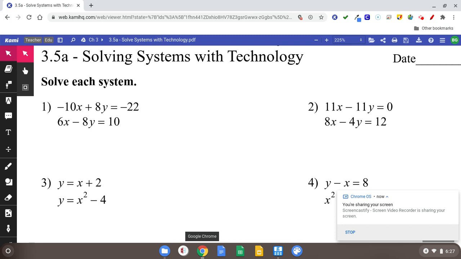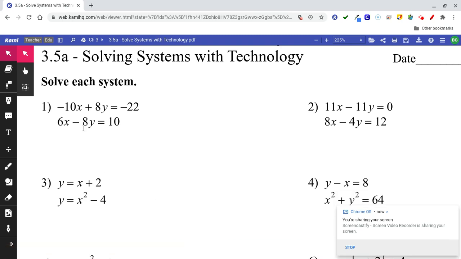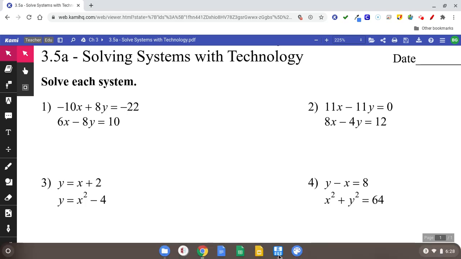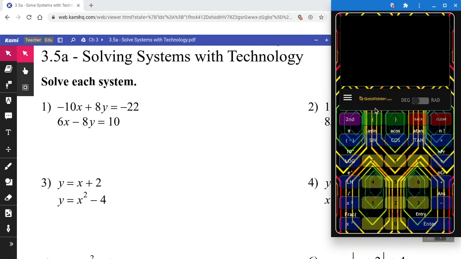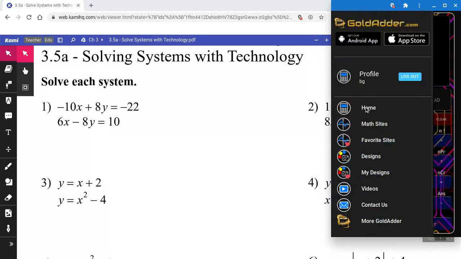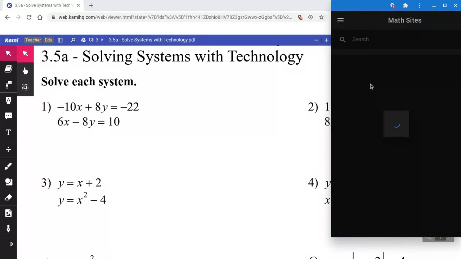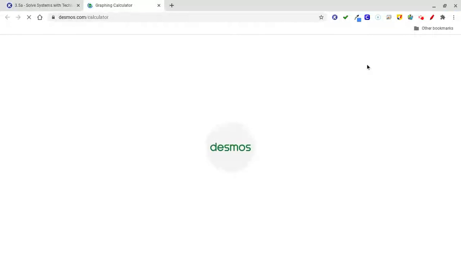3.5, Solving Systems with Technology. So we've already solved these kind of systems before. Basically, we're looking for two lines where they cross, but we're going to use Desmos today. So if you can get to the calculator and go to the menu and go to Desmos, you know how to get to Desmos.